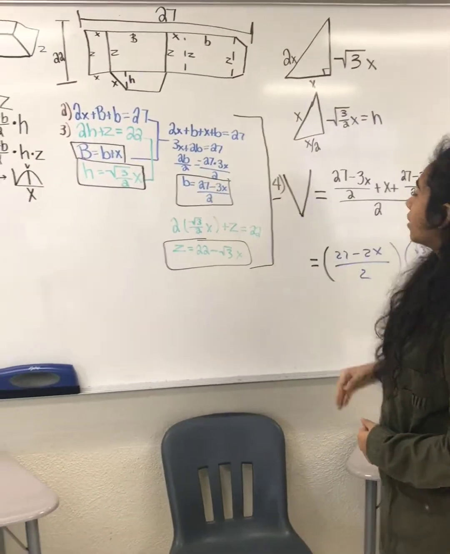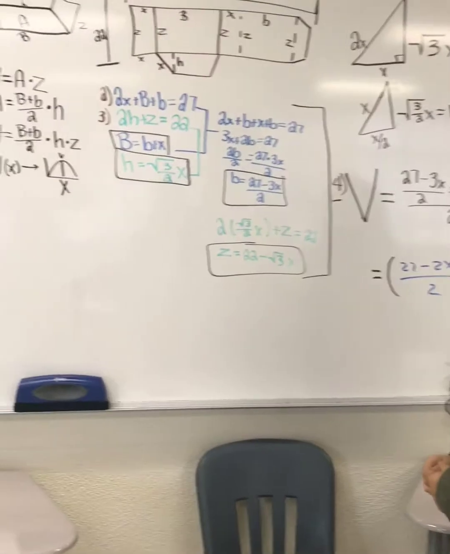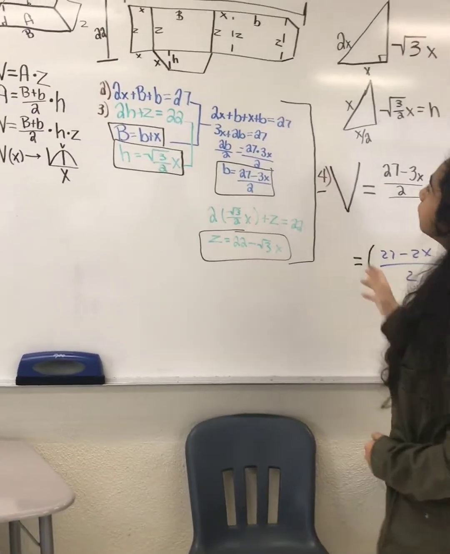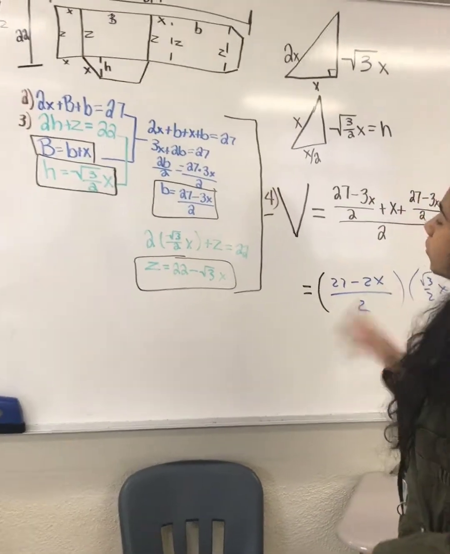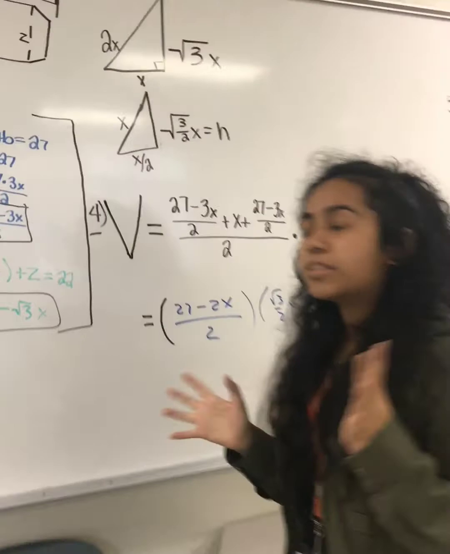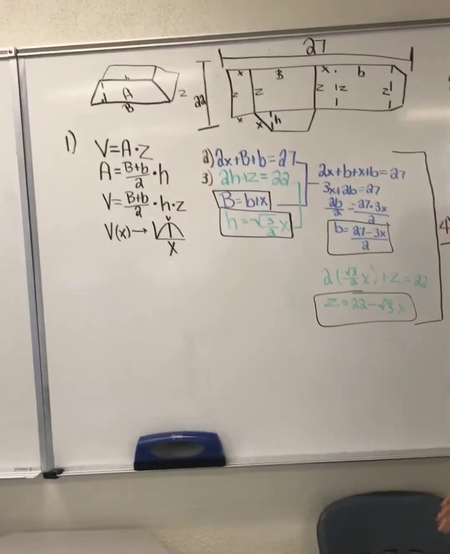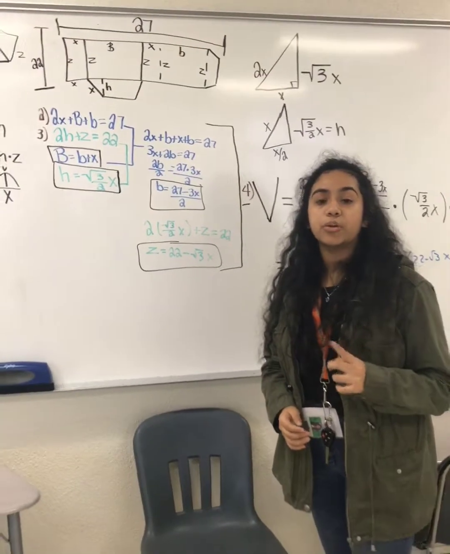Then when you plug the h into the width equation, you would have 2 times the square root of 3 over 2 times x, plus z, equals 22. And then z would be equal to 22 minus the square root of 3 times x. All of these equations are different variables that we had to ultimately reduce to one single equation of x.